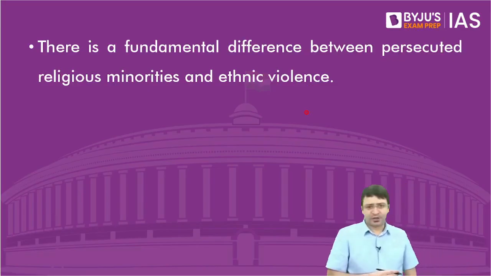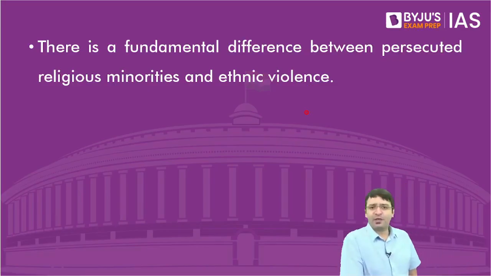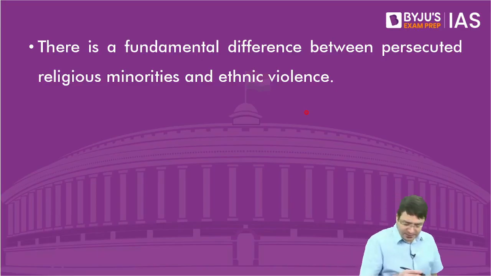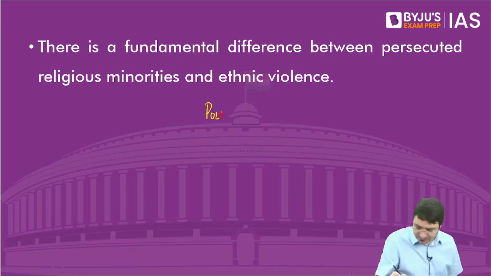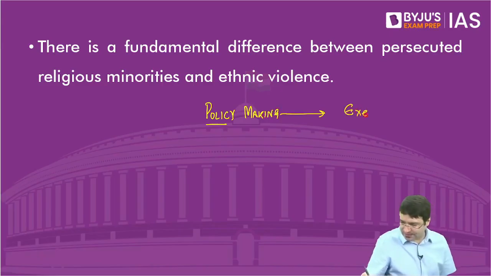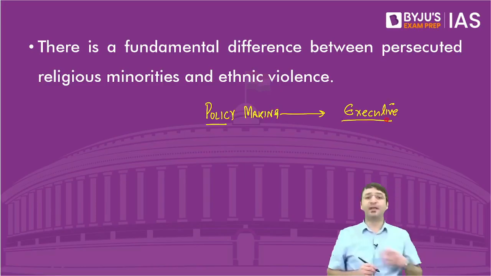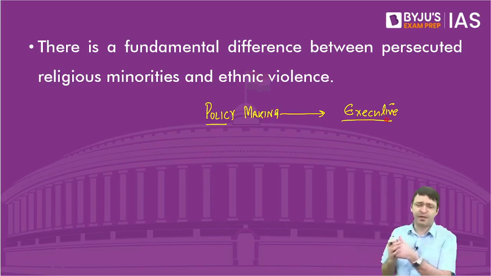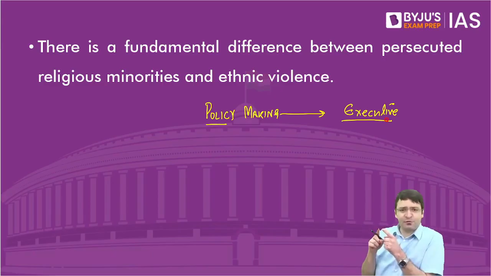But then there were other protesters who said, what about Tibetan refugees? Why don't you give them citizenship through CAA? What about Sri Lankan Tamils? Why don't you give them citizenship? Now, this is the policy of the government, and policy making is the job of the executive, which means the government of the day. Right now, the government is focused on religious persecution.